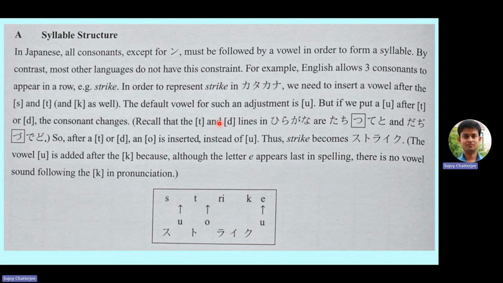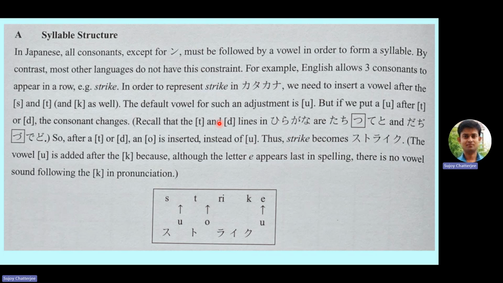So first is the syllable structure. In Japanese, all consonants except n must be followed by a vowel in order to form a syllable. This you already know. For example, the consonant k cannot exist independently in Japanese. There is nothing called k. It's either ka or ku or ki or ko. Ka, ki, ku, ke, ko. There is no k sound. The k sound cannot exist without a vowel on its own.